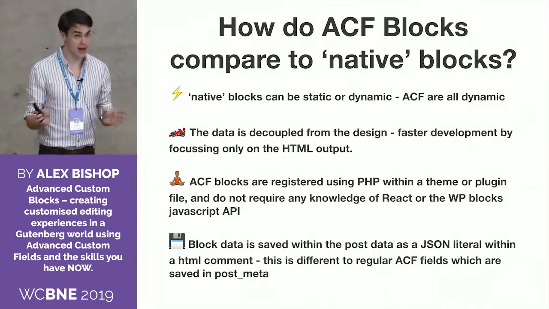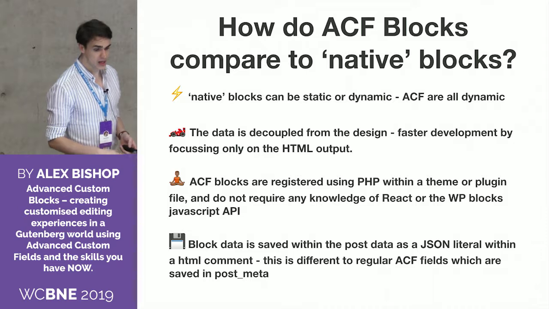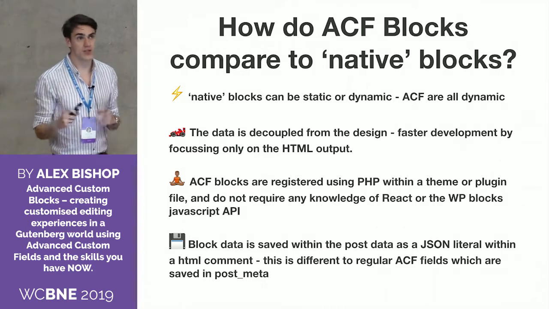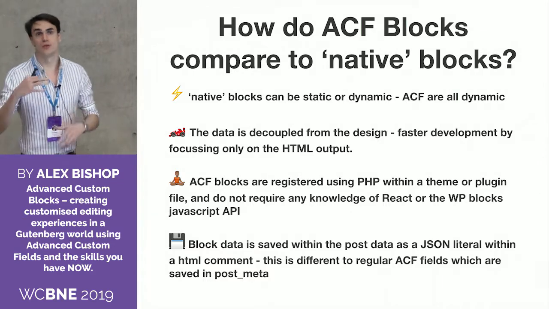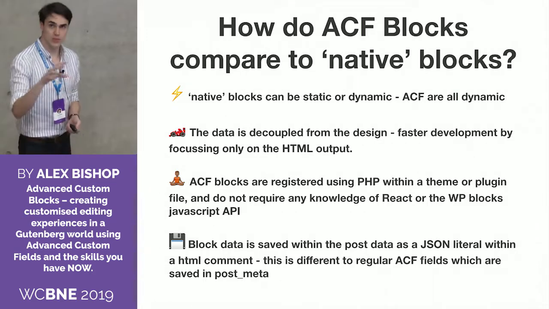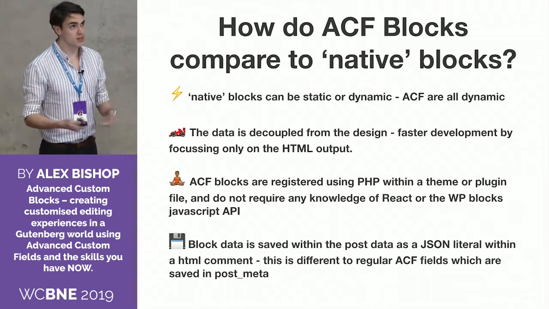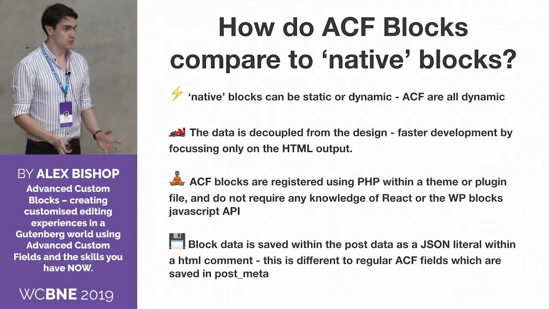And finally, I'm sure there would be some people who are familiar with ACF that are wondering how the data is saved. It's not saved in post-meta like it used to be for things that are within ACF blocks. It's actually saved as a JSON literal object in an HTML comment, because I guess this is the Gutenberg compatible way. But it is important to note that it's a really great replacement for, say, if you were using flex content or other fields to replace the content of your WordPress post.